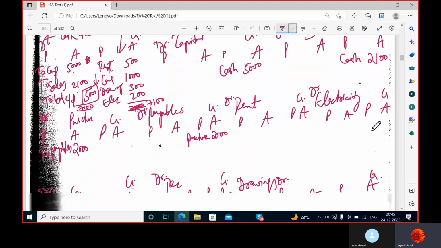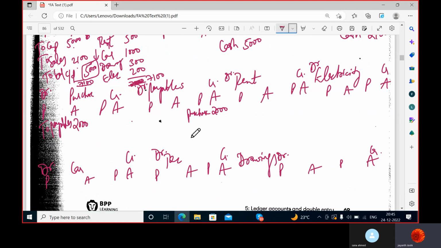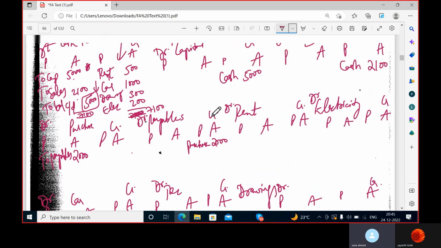So like we wrote purchase, we wrote payable. That means an increase in expense here and an increase in liability. Am I right? So an increase in expense is debit, an increase in liability is credit. Correct? Now we'll move forward.